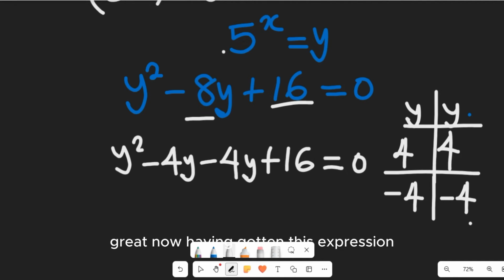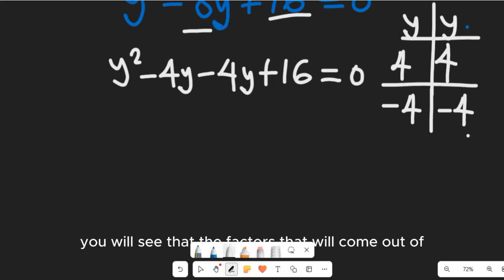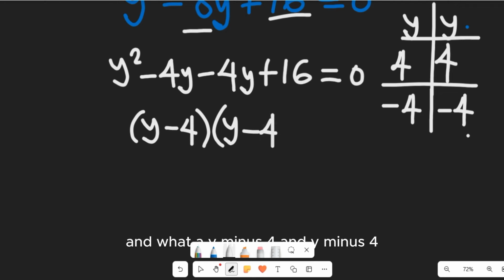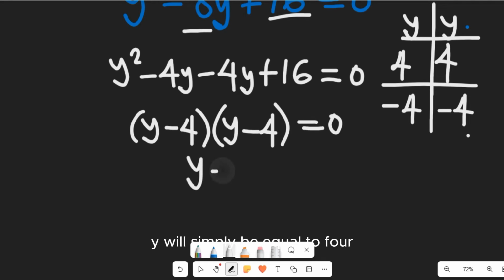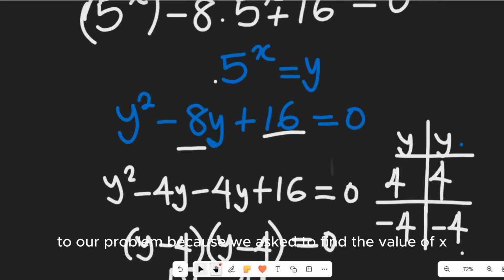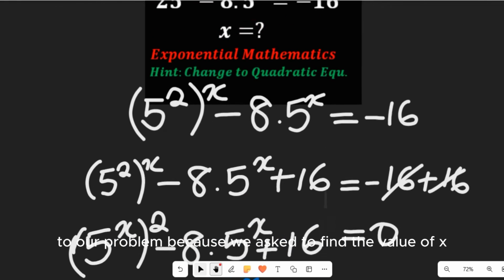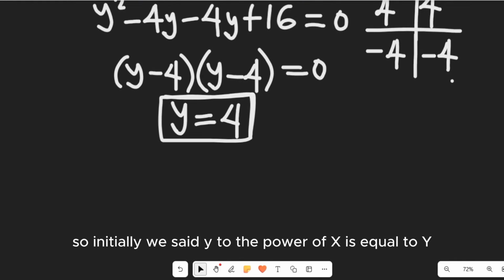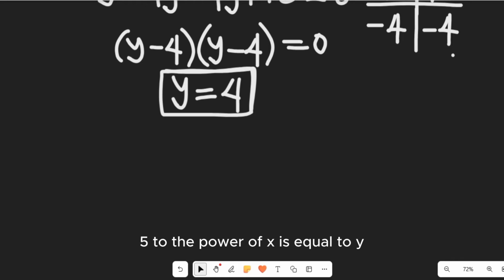Great. Now, having gotten this expression, you will see that the factors that come out of it are y minus 4 and y minus 4, and both are equal to 0. So with this, y will simply be equal to 4. Now recall that this is not the solution to our problem, because we're asked to find the value of x. Initially we said 5 to the power of x is equal to y.